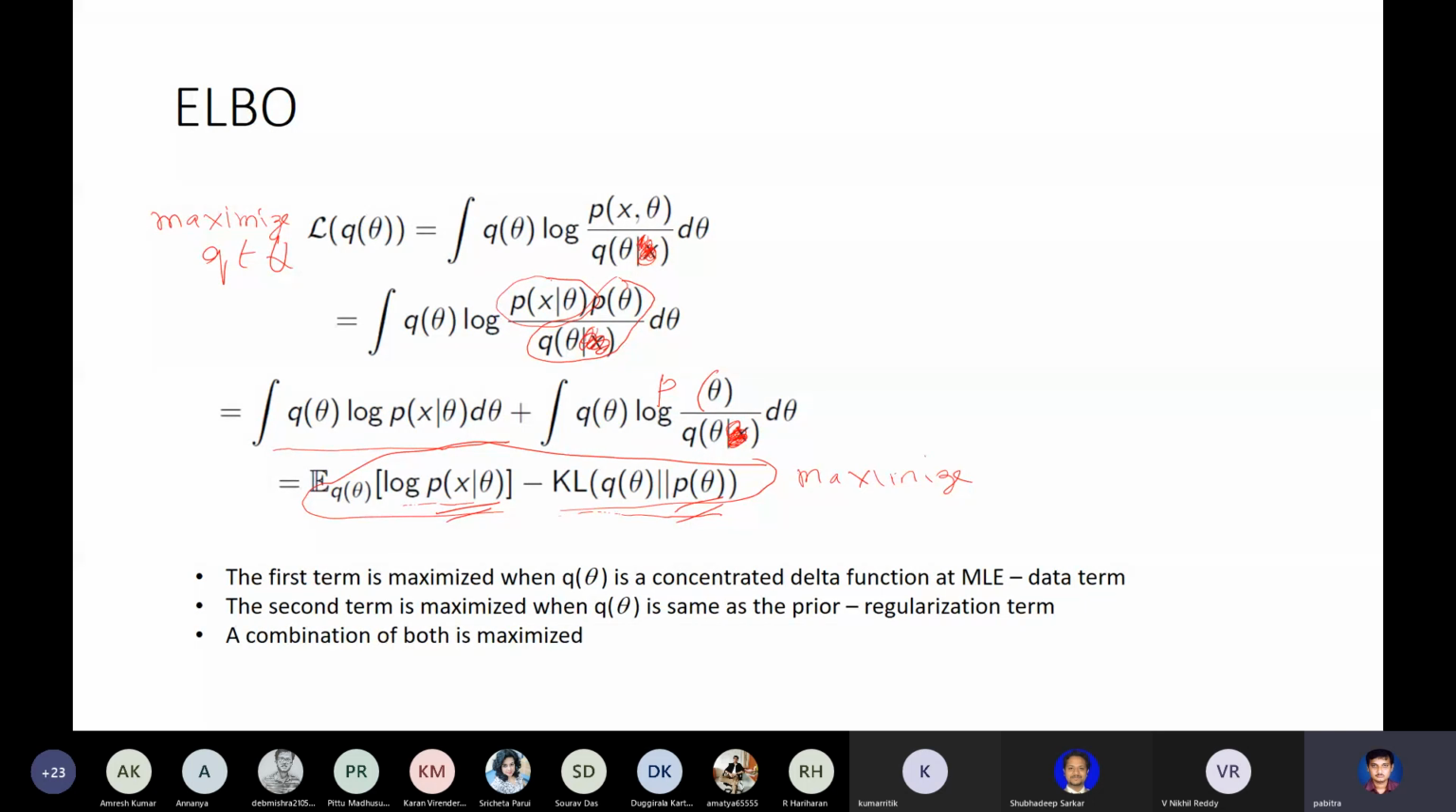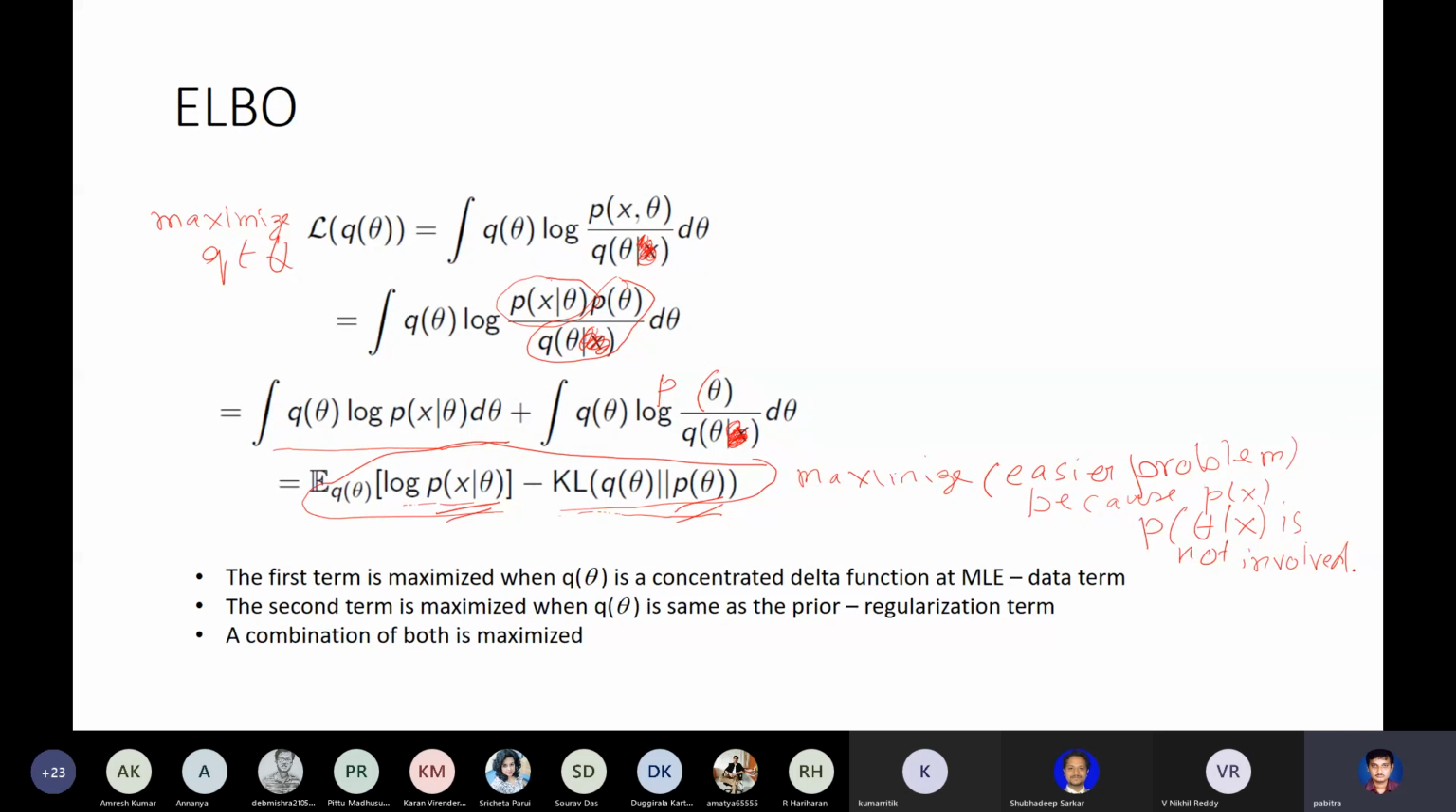Now let us look at what this expression means. So this is an easier problem because p(x), the evidence, or rather p(theta given x), is not involved. Okay, so now let us look at this expression in a better way.